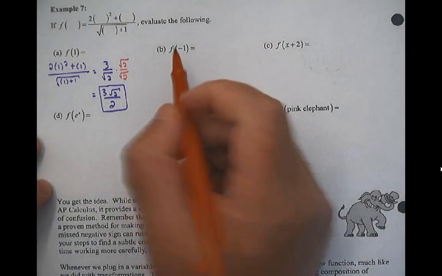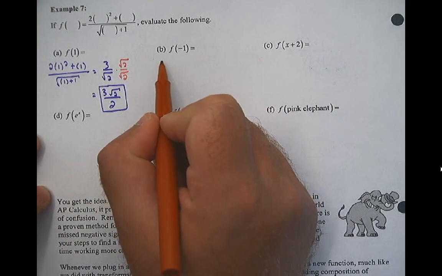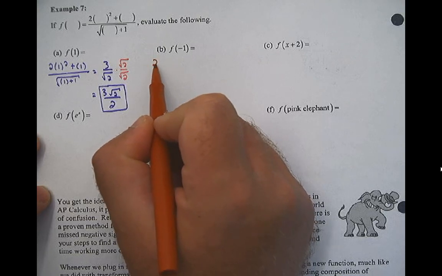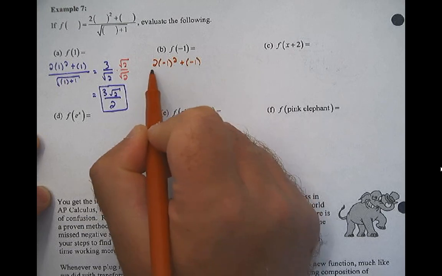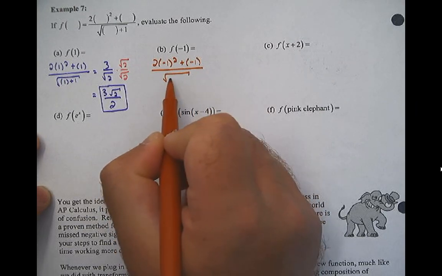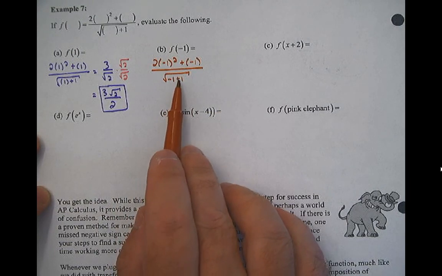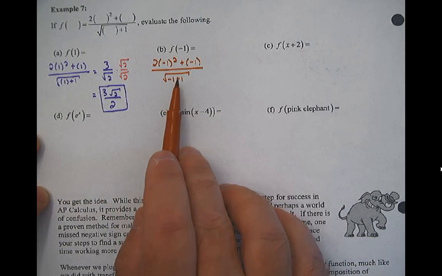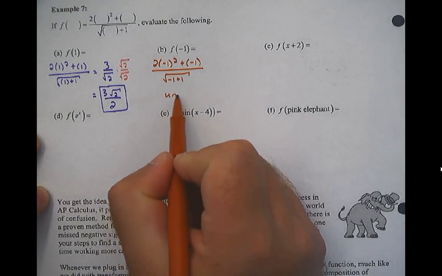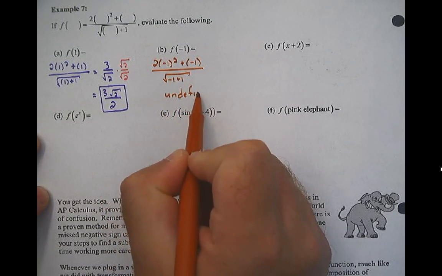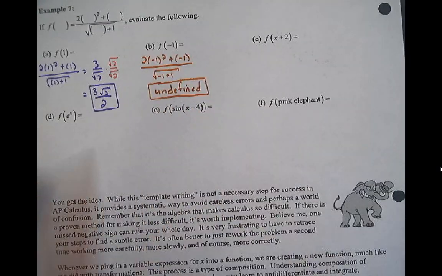Okay, f of negative 1. Let's have you try this one. Pause. Give it a whirl. All right, let's see how you did. 2 times negative 1 squared plus negative 1 over square root of negative 1 plus 1. Uh-oh, game over. What's negative 1 plus 1? 0. What's the square root of 0? 0. And what's divided by 0? Undefined. So I don't even need to clean this one up at all. I know that thing is going to be undefined if I try to evaluate it.